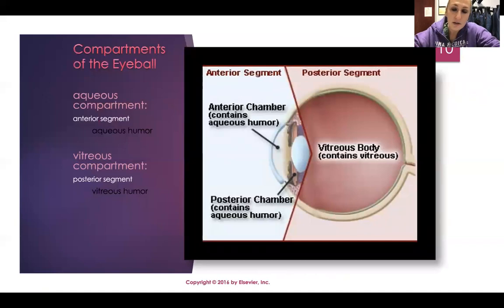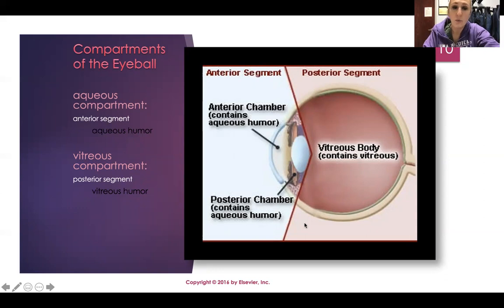So we have those layers of the eyeball that we've gone over the different components of, but now we can also split the eyeball into different compartments. You can see the line here that splits the eyeball into the anterior segment and the posterior segment. Anterior is the front portion, and posterior is the back portion. The posterior segment, or the back, is called the vitreous compartment, and it contains vitreous humor.